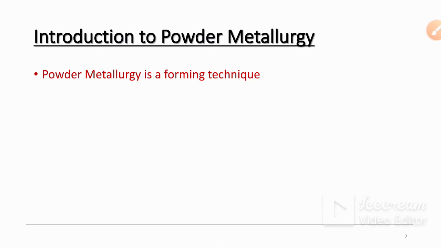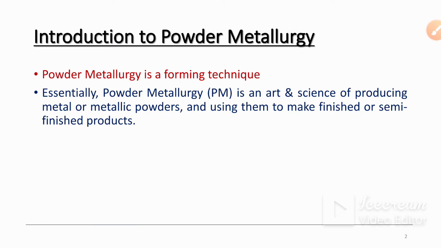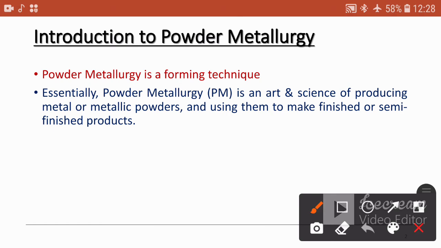Good morning. Next topic is introduction to powder metallurgy. So, powder metallurgy is a forming technique. Essentially, powder metallurgy is an art and science of producing metals or metallic powder and using them to make finished or semi-finished product. So, in powder metallurgy, first process is to create powder from metals.